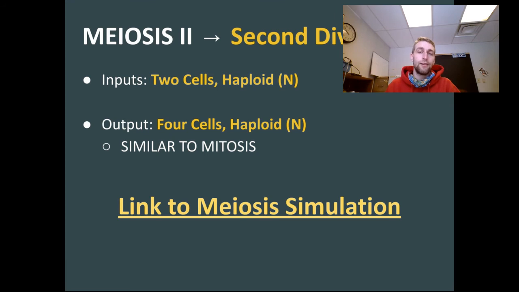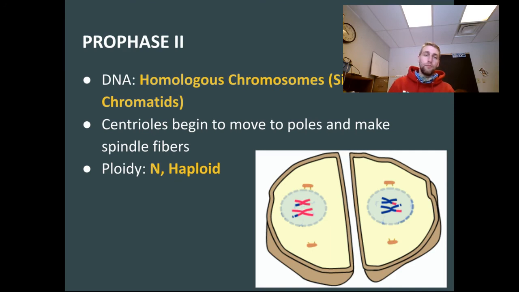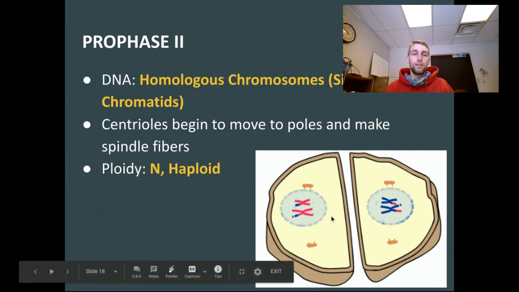Then we go through another division. The second division follows those same steps again: prophase, metaphase, anaphase, telophase. But now we slap a 2 behind it because we're doing it all for the second time. Remember, we are starting with the two cells we just had after meiosis 1. They're both haploid because they both have one copy of each chromosome. And we are going to end up with four cells, and they're still going to be haploid.